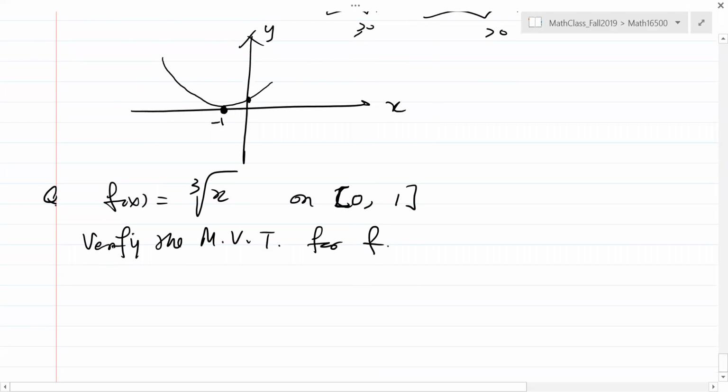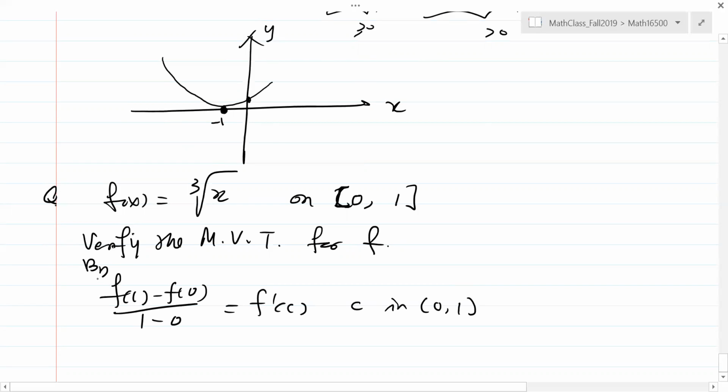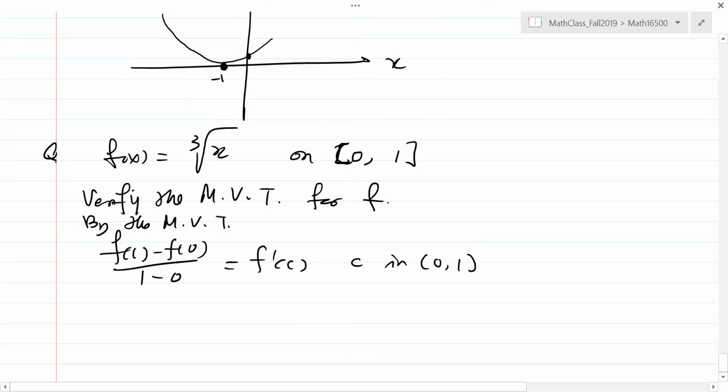Now, this function is continuous on the whole interval, but not differentiable at the endpoint, only differentiable inside the interval. So this function may satisfy the assumptions in the mean value theorem. So we should have f of 1 minus f of 0 equal to f prime of c, for some c in the interval from 0 to 1, by the mean value theorem. Okay, let's check whether this is true or not. Yeah, it's guaranteed because the function is continuous on the interval and differentiable inside the interval.